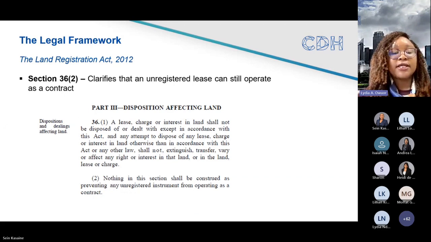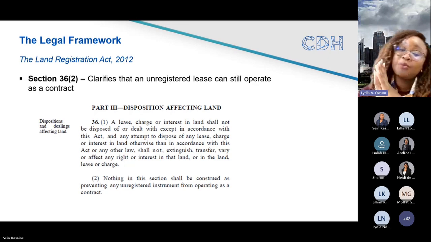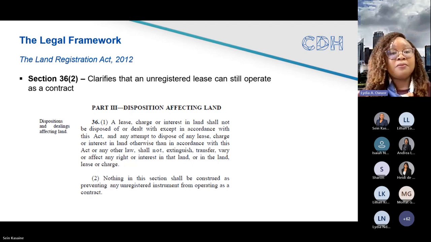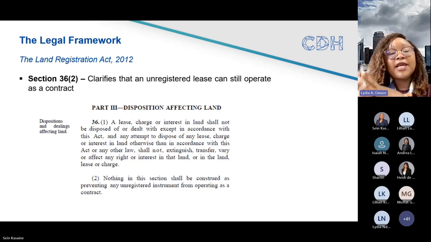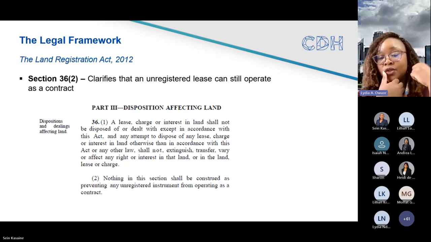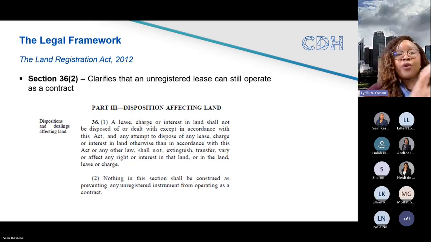So next, as you can see, is Section 36(2) of the Land Registration Act, which I should say is quite popular, right? This section provides that nothing shall be construed as preventing any unregistered instrument from operating as a contract. I am saying that this provision is popular because so many people take comfort in it, by virtue of the provision saying that nothing can prevent an unregistered instrument from operating as a contract. And I hope we are connecting the dots as we go along.